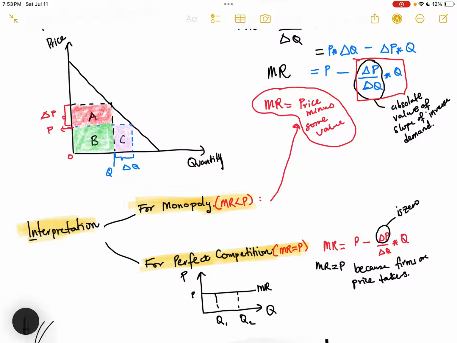Right? Slope is rise over run. What's the rise here exactly? 0. Good. So this graph is for each perfect competition, PC for short, for each perfect competition firm. Okay. I hope this makes sense. Cool.